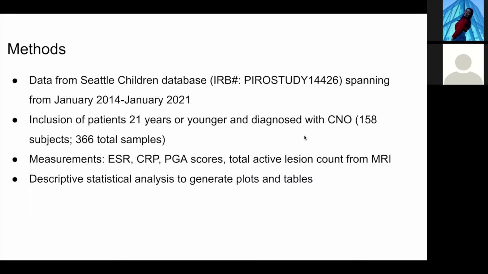For this project, we gathered all of our data from a Seattle Children's database of CNO patients ranging from January 2014 to January 2021. Patients that were 21 years of age or younger with CNO are included in our plots and graphs. These criteria resulted in 158 patients with a total of 366 samples. Relevant variables focused on were ESR, CRP, PGA scores, and total lesion count. With the statistical analysis, we were able to get a glimpse of potential relationships regarding these variables.